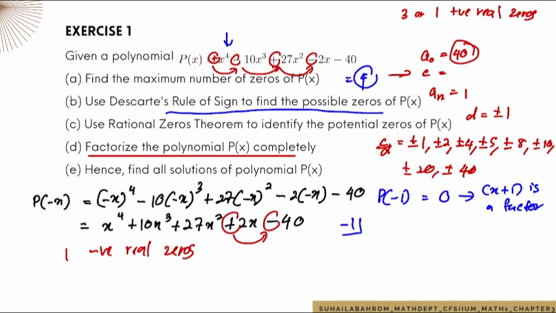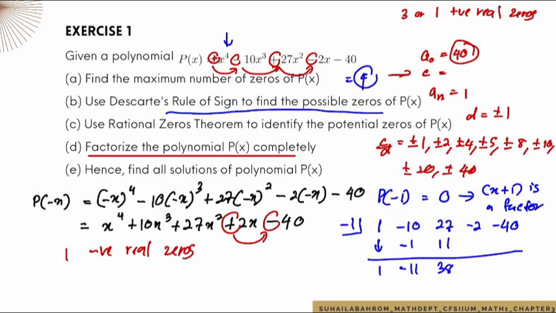So for this case, since our factor here is in terms of x minus c, of course we will use synthetic division. By using synthetic division, 1, negative 10, 27, negative 2, and negative 40. By using that synthetic division, we have here 1, negative 1, then we have negative 11, then this one is positive 11, 38, and then we have negative 38, then negative 40, positive 40. So you should get the remainder here equal to 0 because you use the value of the zero, therefore the remainder should be 0.